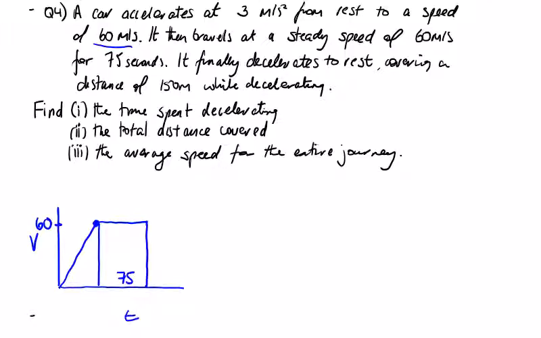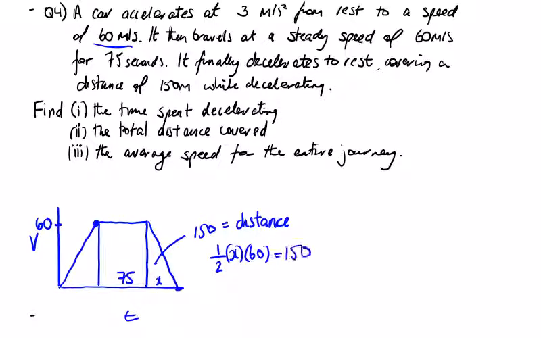And then it decelerates to rest, covering a distance. So in this case, they're giving us the distance in here. 150 is equal to the distance. So you get the time straight away there. Half, if we call this x, half of x by 60 is equal to 150. That's 30x equals 150. So my time in that case is going to be 5 seconds in here. So a 5 and a 75. The time spent decelerating, that was part 1. We've just done it. So once you can see what you can do, do it, and then look at the question, or look at the question first.